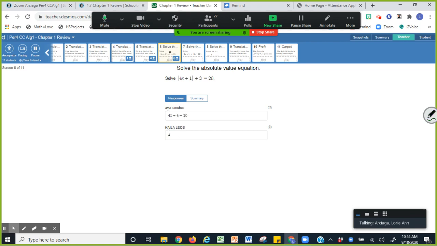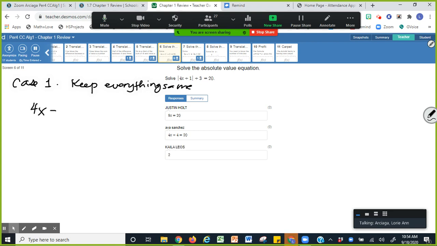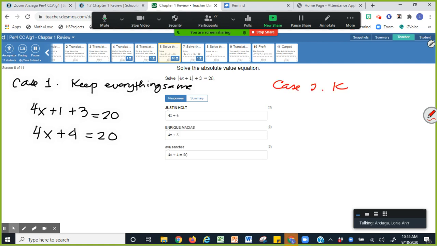So remember, when you're solving absolute value, you solve it 2 times. So case 1, you keep everything except bars. Okay? So you keep everything same except the bars. So 4x plus 1 plus 3 equals 20. Oh, Ava, you're right. 4x plus 4 equals 20. Okay? But for case 2, you keep 1, you change 1. In other words, you keep one side and then you change the other side to its opposite.